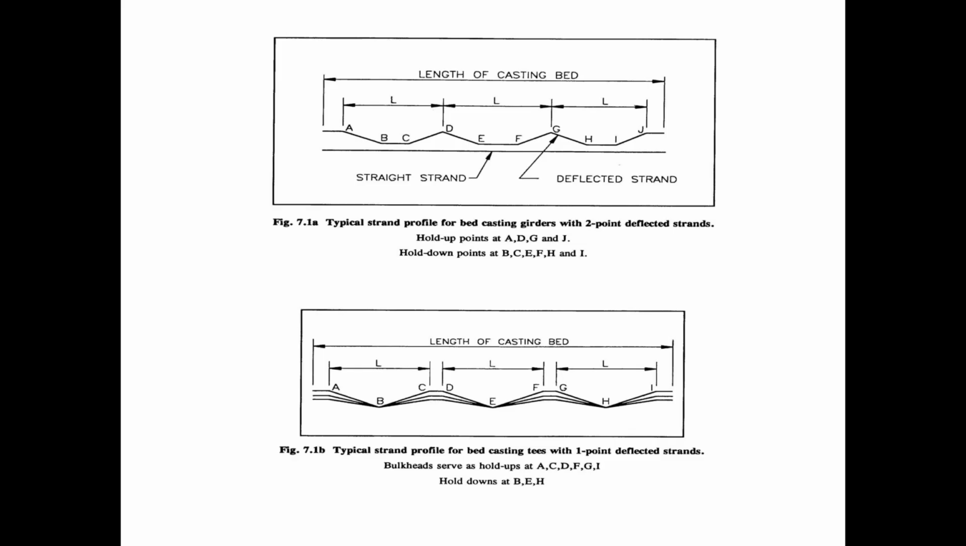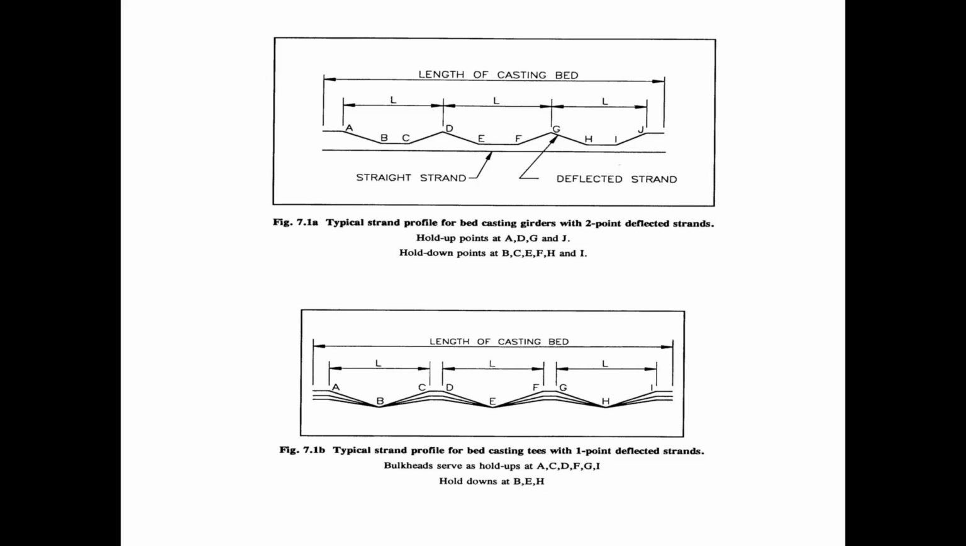And we have hold up and hold down points along the length of the strand represented by the letters A through J. So A, D, G, and J are what are referred to as hold up points because it's pretty self-explanatory. Those are the locations where the strand is being held in the upper position. And then at B, C, E, F, H, and I, we have hold down points. So these are the locations where the strand is being held in the lower position.